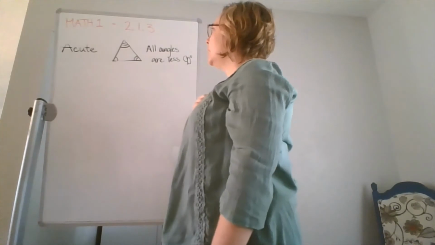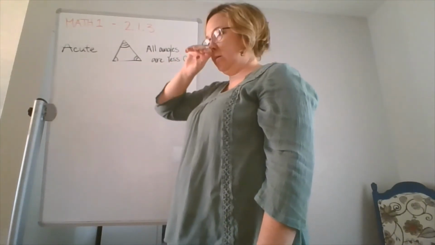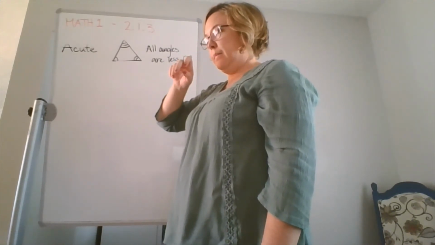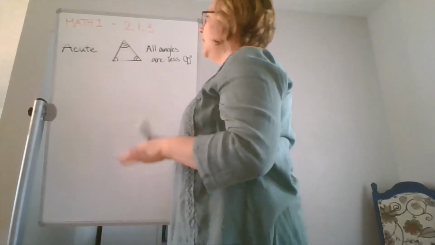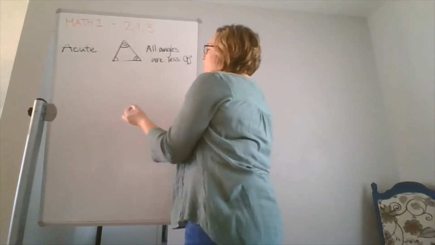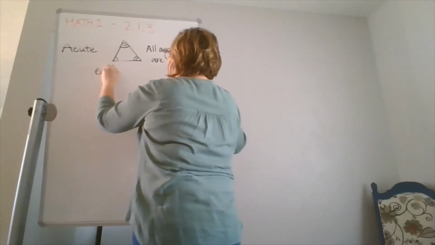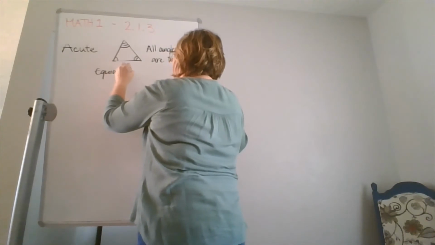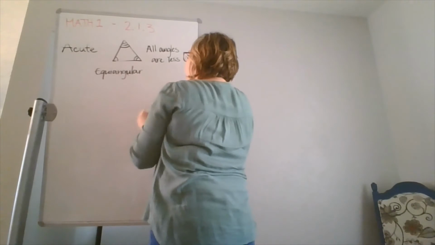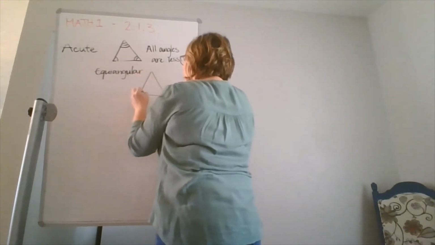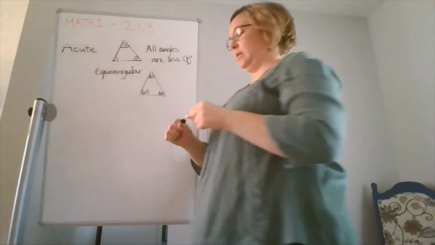There's one special type of acute triangle, where all 3 angles are equal. It's called an equiangular triangle. We're going to talk about this one again in a minute. An equiangular triangle has all 3 angles equal, and they all measure 60 degrees.